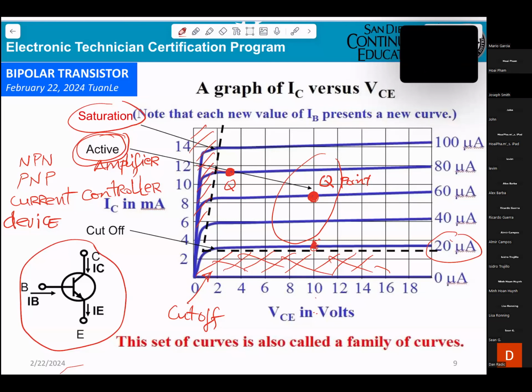Basically you're saying that the mid-range and active are the same thing. You want that nice sweet area, basically in the middle. Right. You want that medium range. The thing is, you don't want it to go here, where it can be saturated, or down here, where it can be cut off. The amplifier cannot be cut off, cannot be saturated.